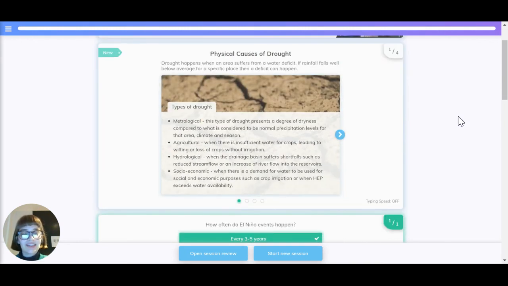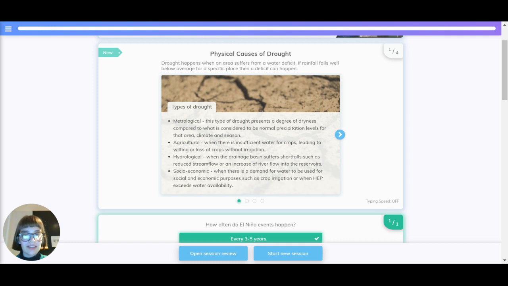Drought happens when an area suffers from a water deficit. If rainfall falls well below average for a specific place, then a deficit can happen. There are different types of drought. It's meteorological, which presents as a degree of dryness compared to what is considered to be normal precipitation levels for an area, climate, and season.